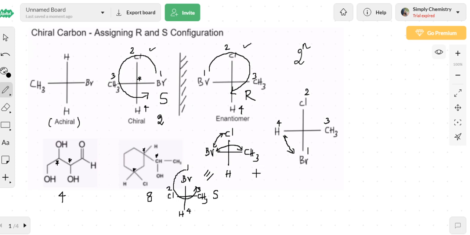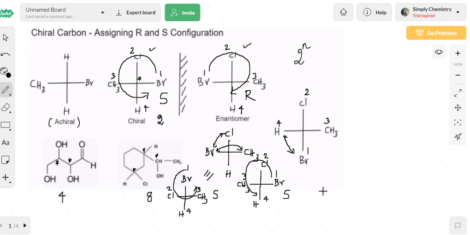So let us try exchanging these two groups. So we will get chlorine at the top, bromine will come to your right side, and CH3 to your left side, and hydrogen at the bottom. So again we go for numbering them. You could see that 1, 2, 3, it is again in the counterclockwise direction. So the assigned configuration is S.